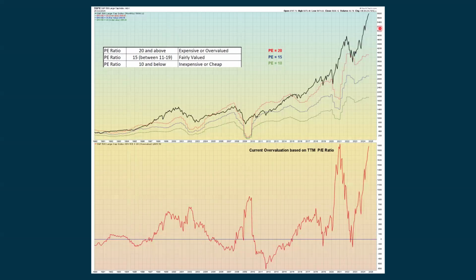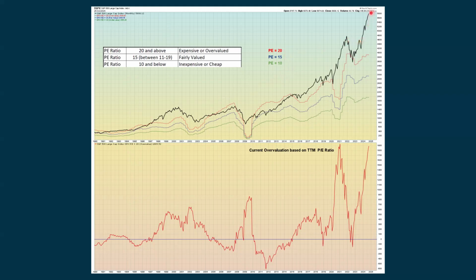Now, the first area that we look at is we look historically. We look back, and this is called the TTM, or trailing 12 months. And what you see here are a series of dashed lines: red dash line, blue dash line, green dash line. And these are doing a ratio between the current price of the S&P and the historical earnings that have been released. And there are static numbers. When we're at 10 or below, the market is considered to be inexpensive or cheap. Between 11 and 19, that's where the market is considered to be more fairly priced. And then 20 or above, the market is expensive or overvalued at that point.